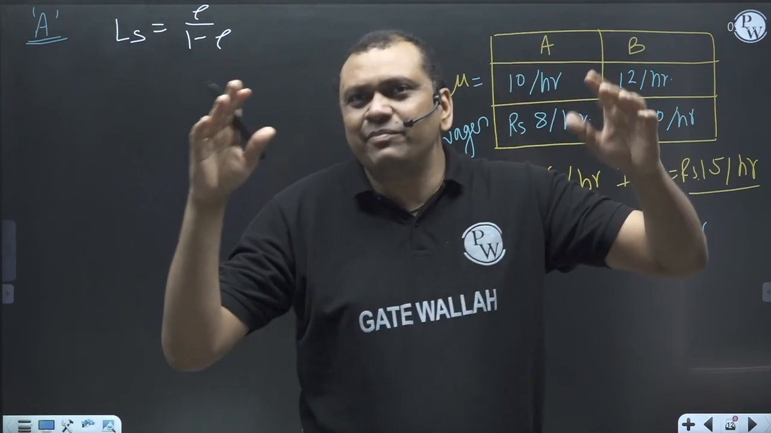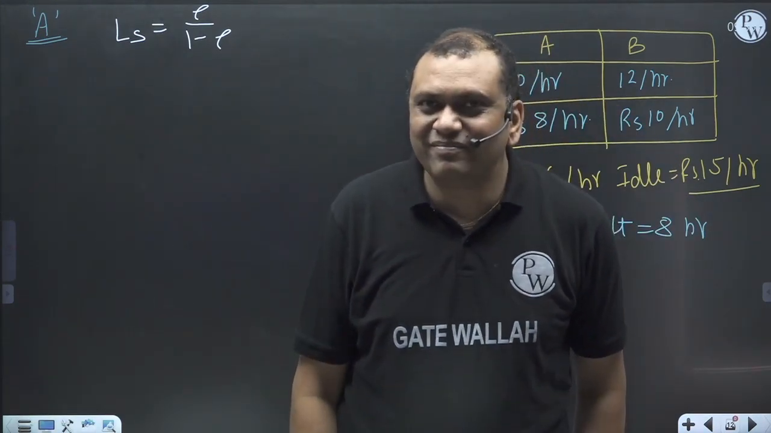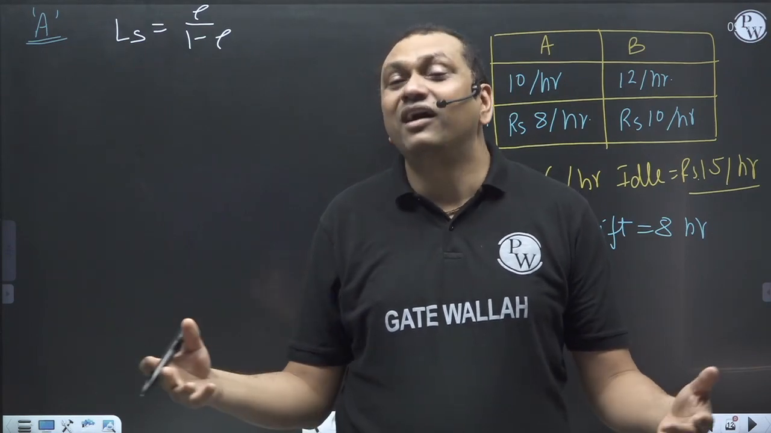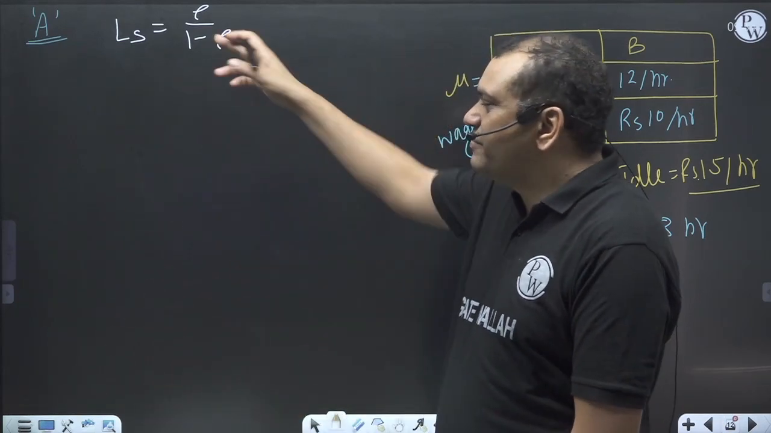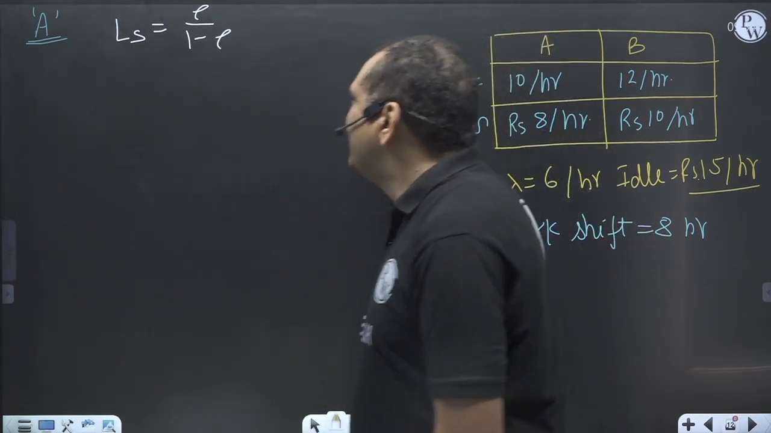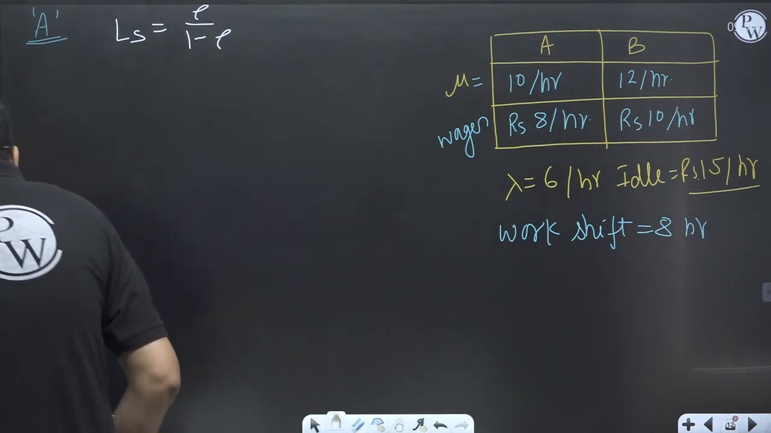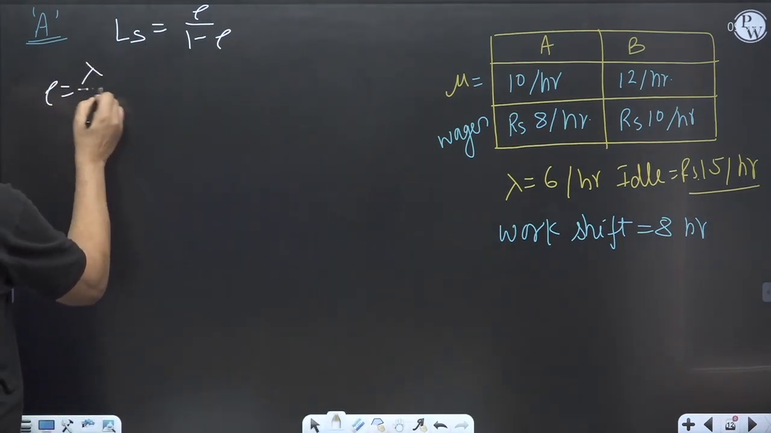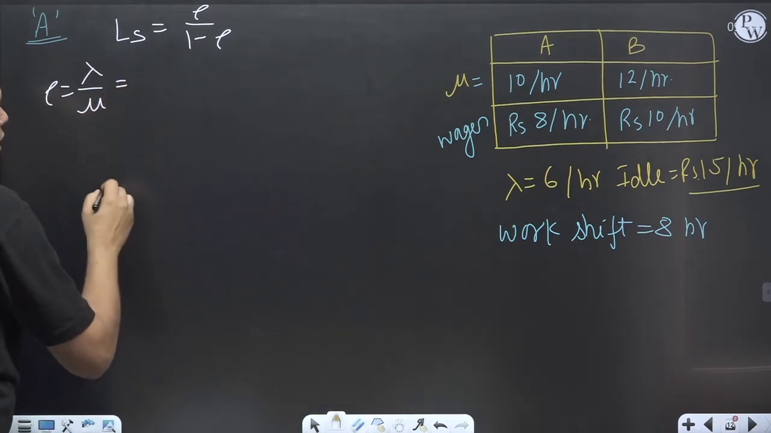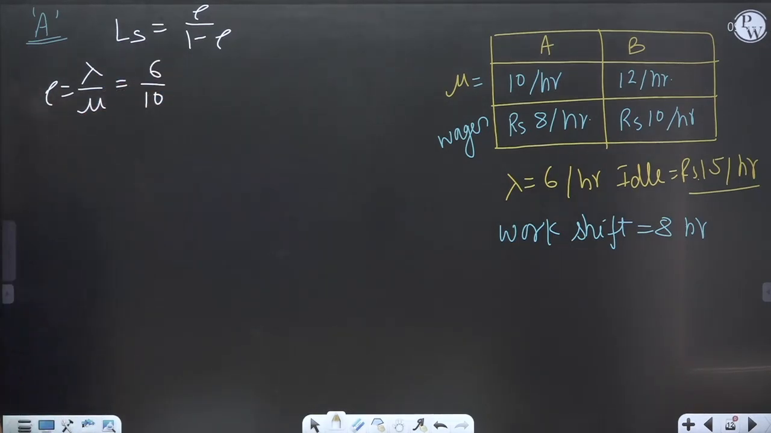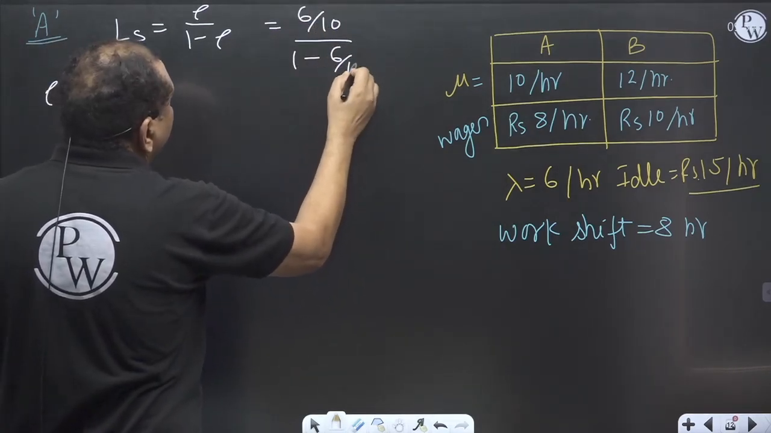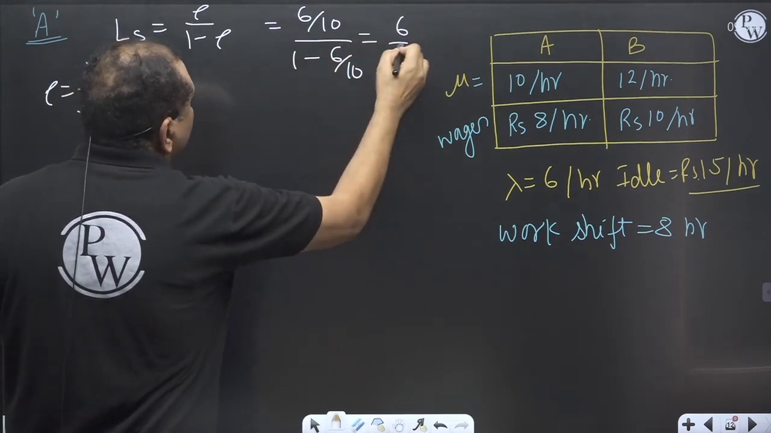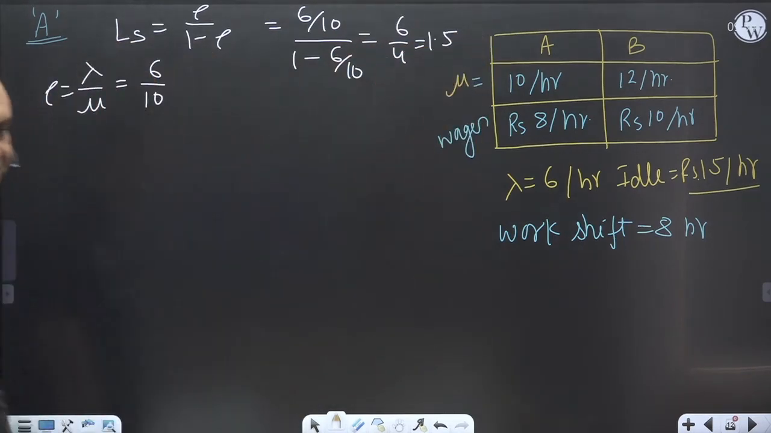LS is the average number of machines in the system. What is the system? Either under repair or waiting to be repaired. So these many machines are not producing anything. So rho is lambda by mu, 6 by 10. So 6 by 10 divided by 1 minus 6 by 10, so 6 by 4, 1.5. So 1.5 is the length of system.